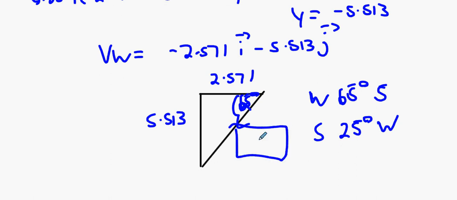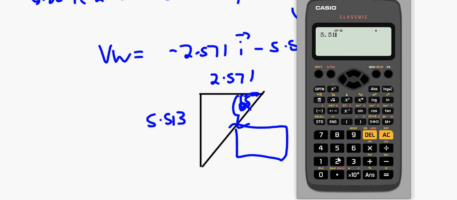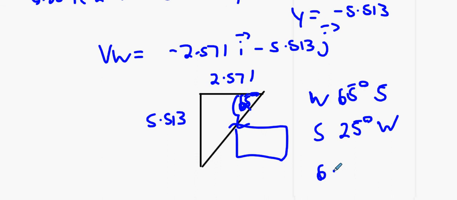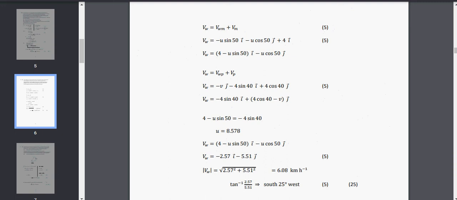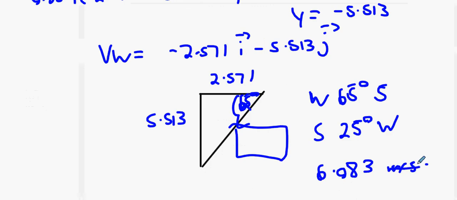And it's going at a speed. We're going to do Pythagoras' theorem here. To get the speed, we do 5.513 squared plus 2.571 squared. Add them together, square root your answer, and you get 6.083. If we look at the answers in the back here, we finally got 6.08 and south 25 degrees west. And it's not meters per second, it's actually kilometers per hour. Okay, so that's 2019.